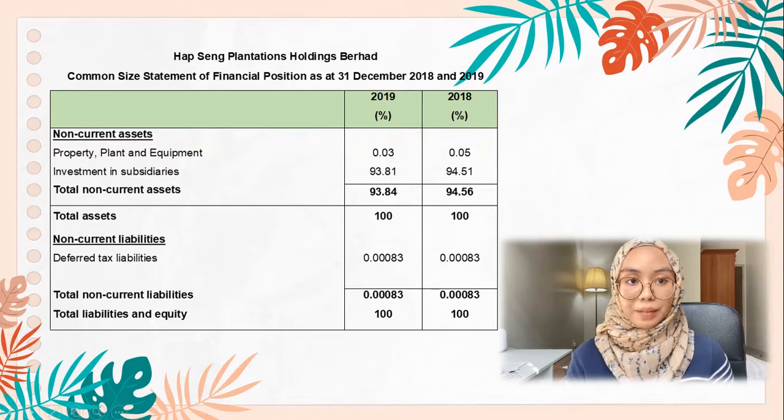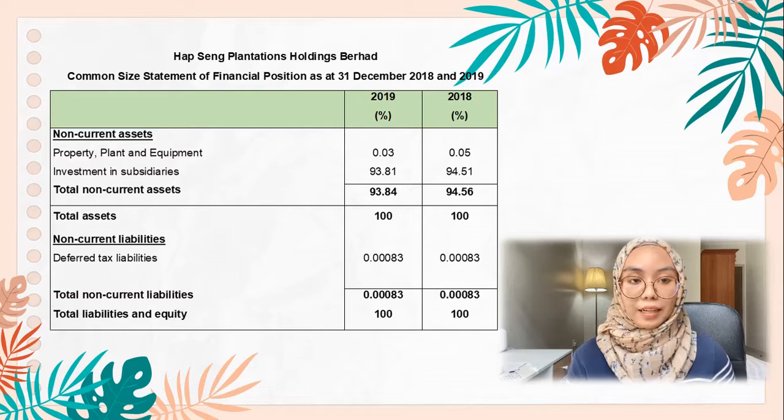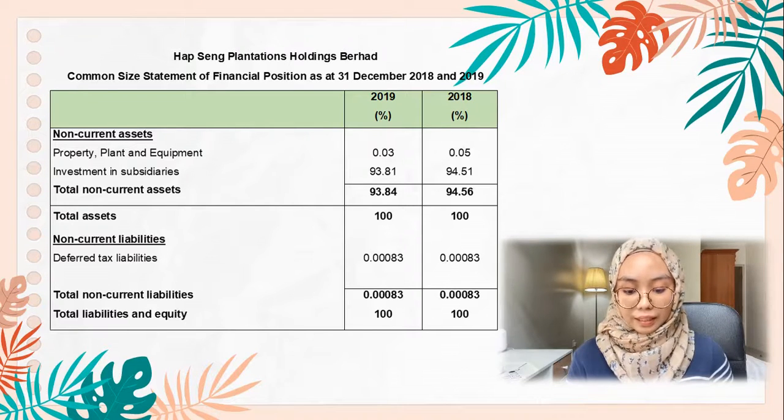The non-current liabilities consist of deferred tax liabilities. The deferred tax liabilities for the year 2018 and 2019 are both at 0.0083%. There is no difference for the non-current liabilities for both years 2018 and 2019. A deferred tax liability is a tax that is assessed or is due for the current period but has not yet been paid. It means that for the years 2018 and 2019, Hap Seng Plantations Berhad has the same tax amount due for both years.